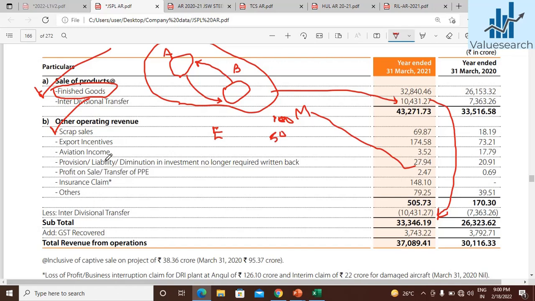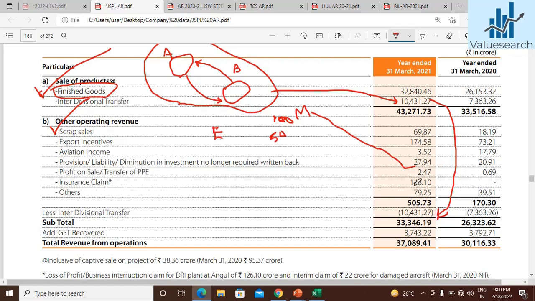Now there you have profit on sale or transfer of property, plant and equipment. So profit on sale or transfer of PPE, that means you had some, let's say, obsolete machinery which you have sold. If you have gained any profit, then here it is. Insurance claims is of this amount.